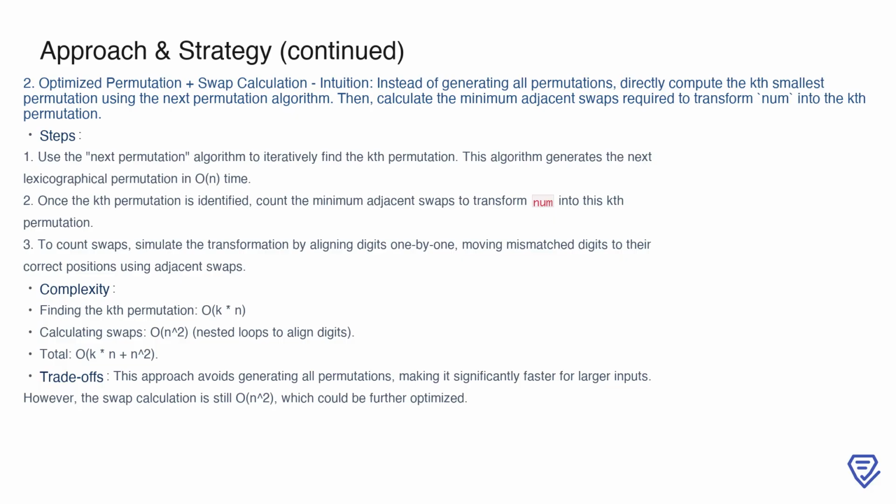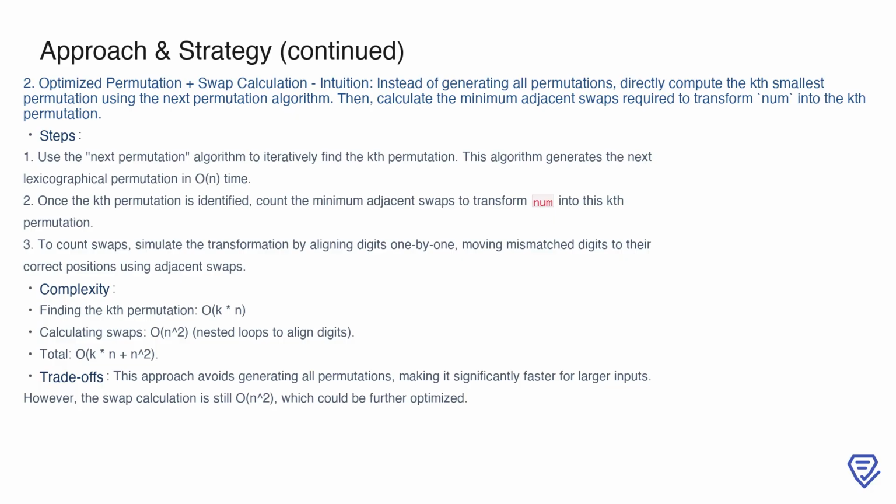Once we have the target permutation, the next step is to calculate the minimum adjacent swaps needed to transform the original number into this new arrangement. To do this, we align the digits of the original number to match the target permutation, moving mismatched digits to their correct positions using adjacent swaps.